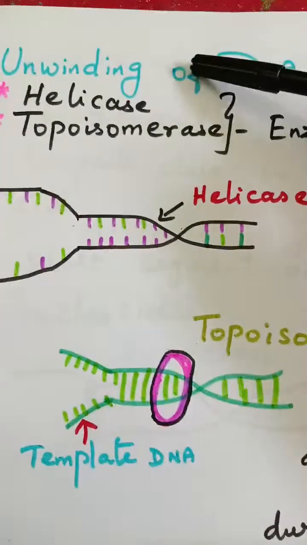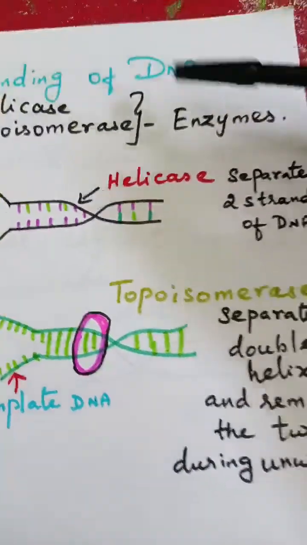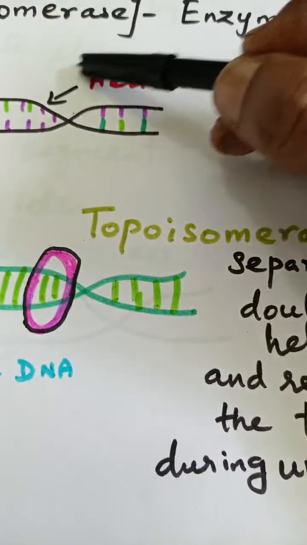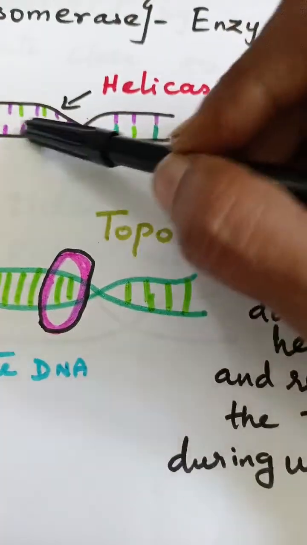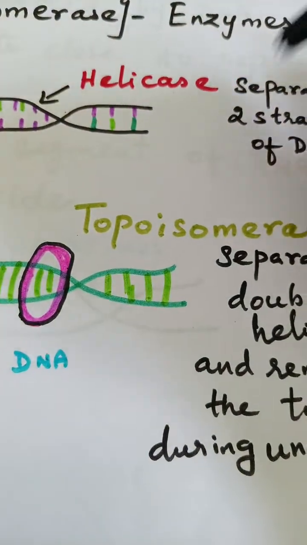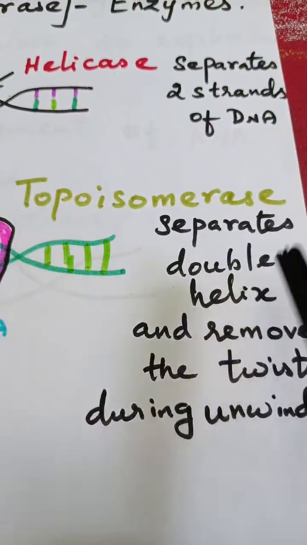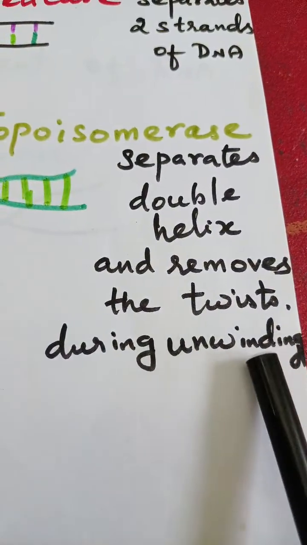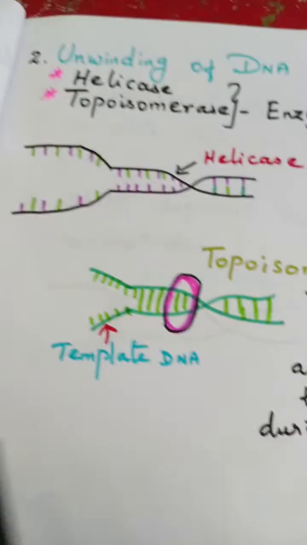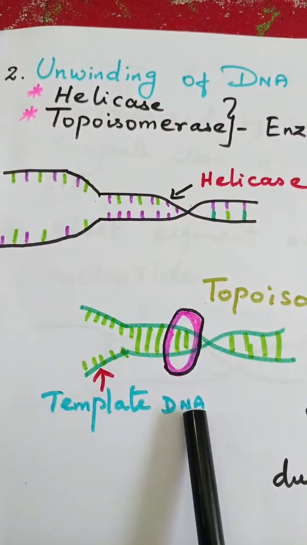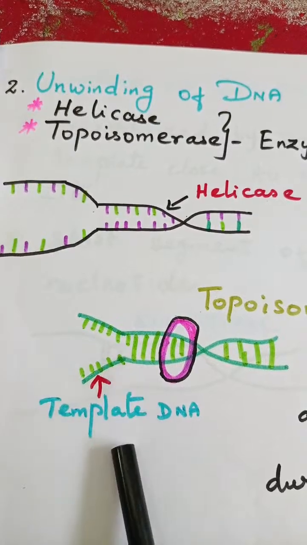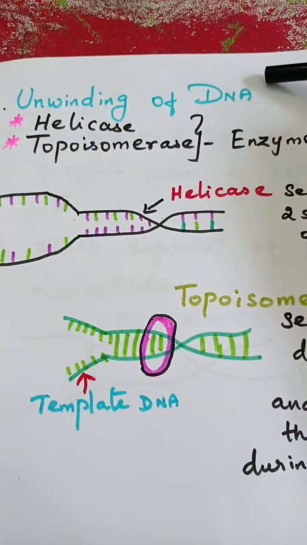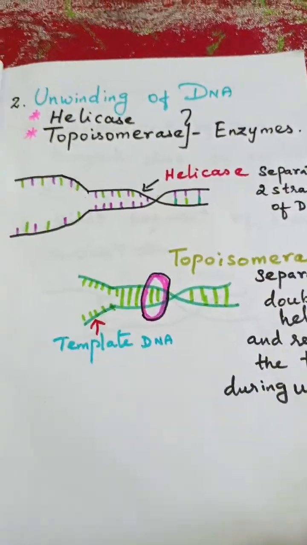So what are the enzymes present there? Helicase and the topoisomerase. The helicase will do the separation of the two strands of DNA. That is the only job it will do. But the topoisomerase will separate the double helix, and the twist between the two helices will also be removed during the separation process. And then you will get the template DNA formation. That is a single strand of parent DNA. Template DNA is nothing but the single strand of parent DNA. So this is the second step, the unwinding of DNA. Understood? Clear?